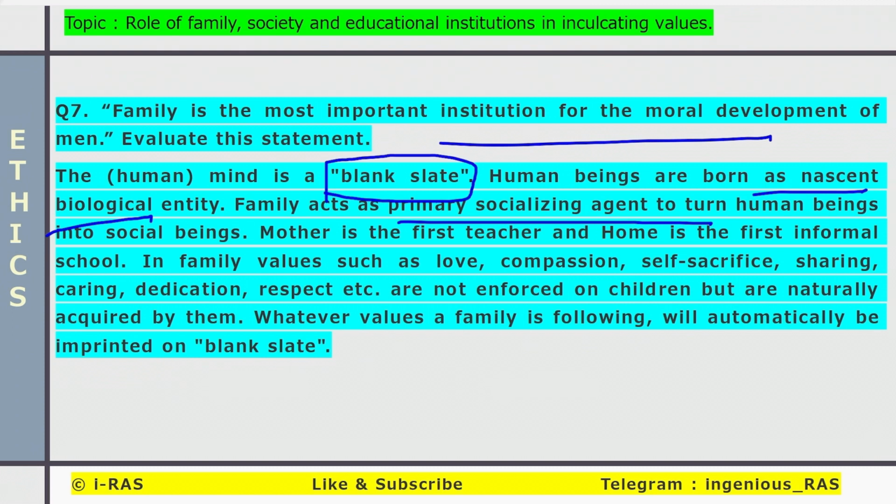We are just born human beings. How did we become social beings? Because of our family. Family inculcates most values during childhood. For example, mother is the first teacher and home is the first informal school. In family, values such as love, compassion, self-sacrifice, sharing, caring, dedication, and respect start developing during childhood.